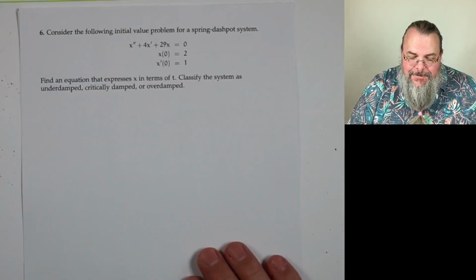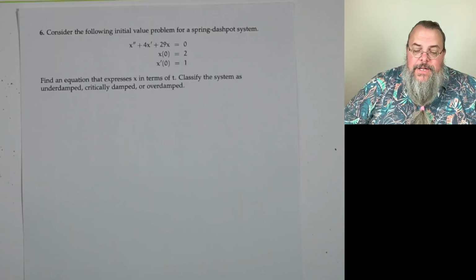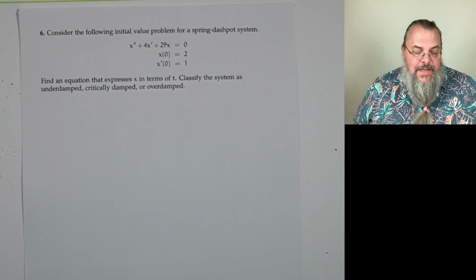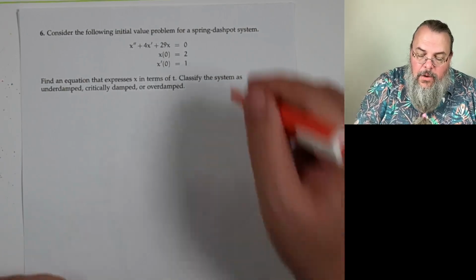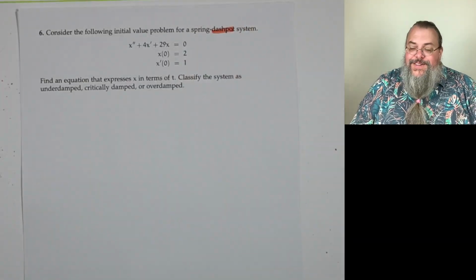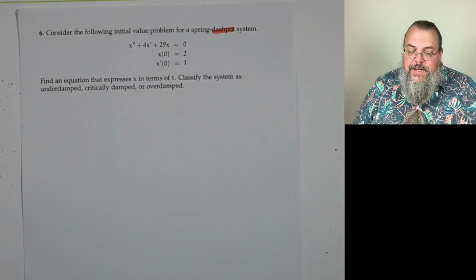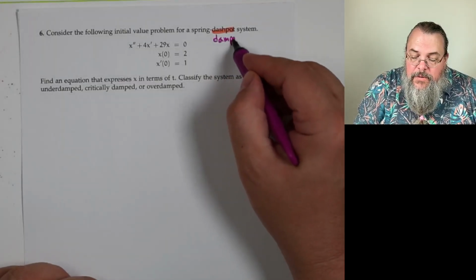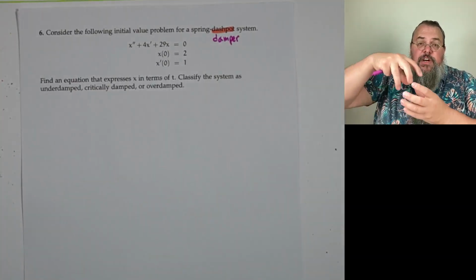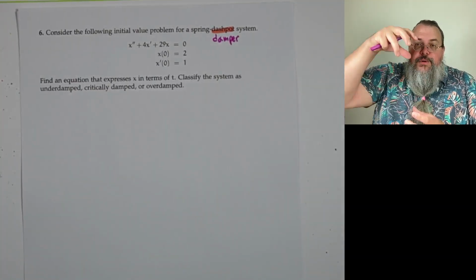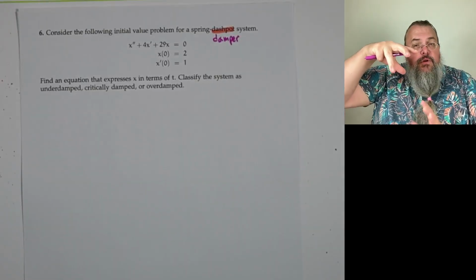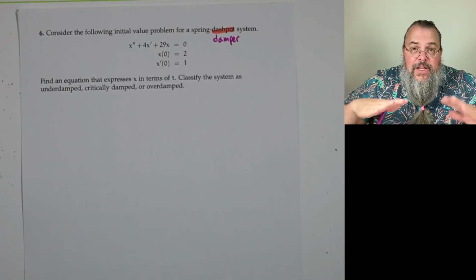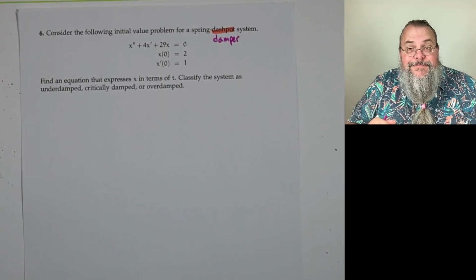Number 6. Consider the following initial value problem for a spring dashpot system. And if you're looking at this and saying, oh, what? What's a dashpot? Well, a dashpot is just another way of saying there's a damper. All right, so we have a spring, which is trying to be very springy, but a dashpot is saying, whoa, slow down, and it's trying to help make sure the system somehow stabilizes.